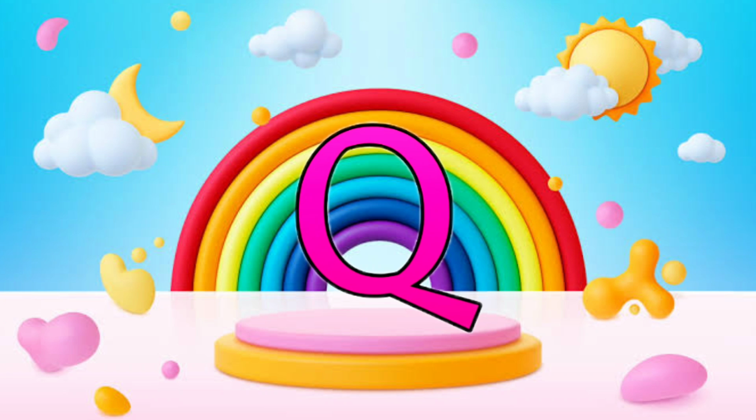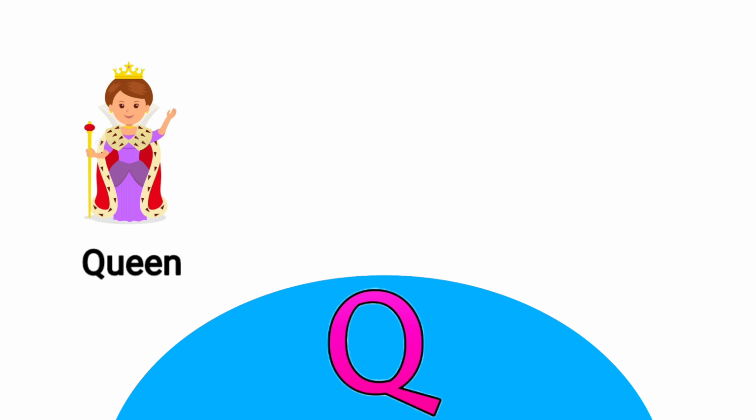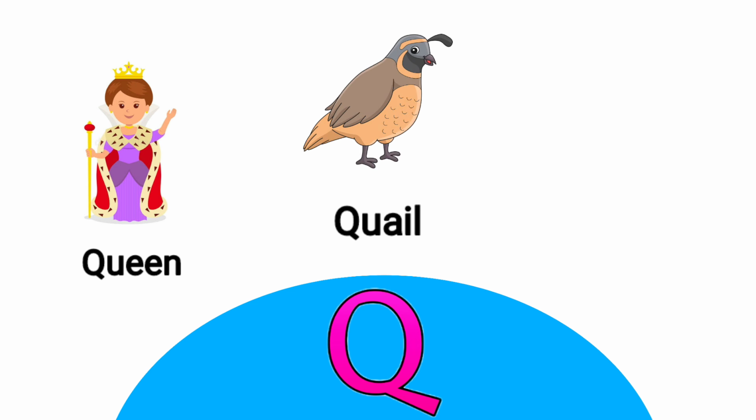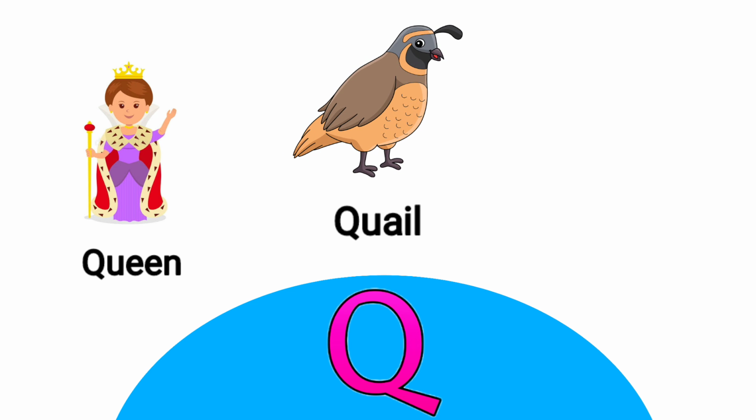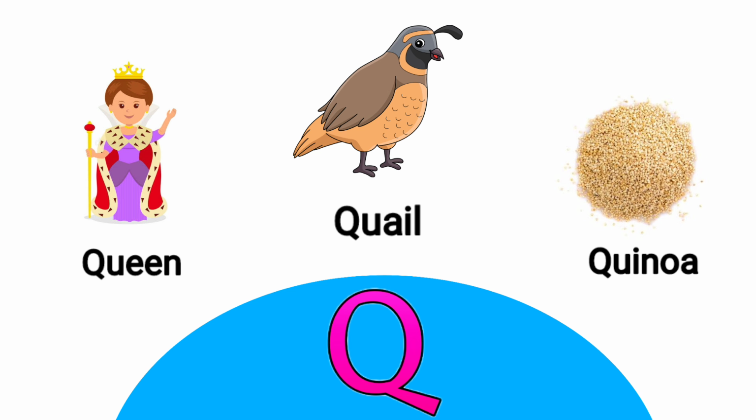Q. Q is for queen. Q is for quail. Q is for quinoa.